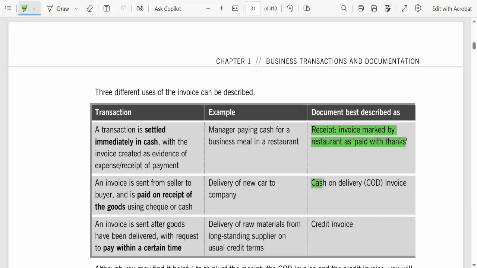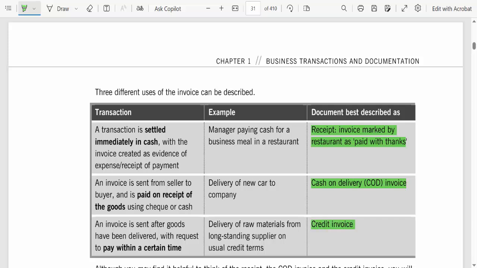2. Cash on delivery, COD invoice. When it's used. A COD invoice is used when the buyer is expected to pay upon receiving the goods. Example, a company purchases a new car and agrees to pay for it on delivery. The car dealership sends a COD invoice, and the payment is collected when the car is delivered. Purpose. This type of invoice ensures the seller receives payment at the time of delivery, reducing the risk of non-payment. It's often used in situations where the buyer and seller may not have an established credit relationship.